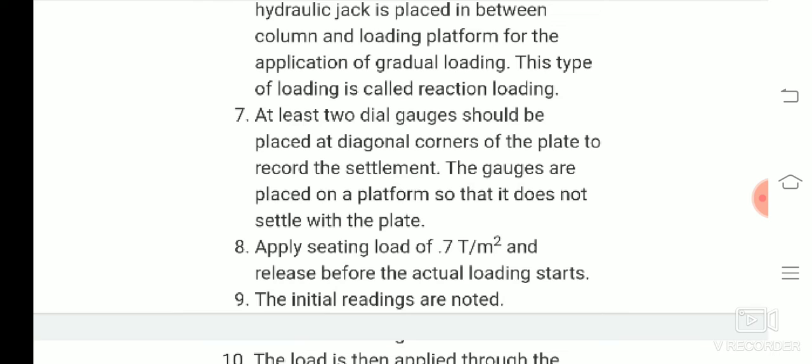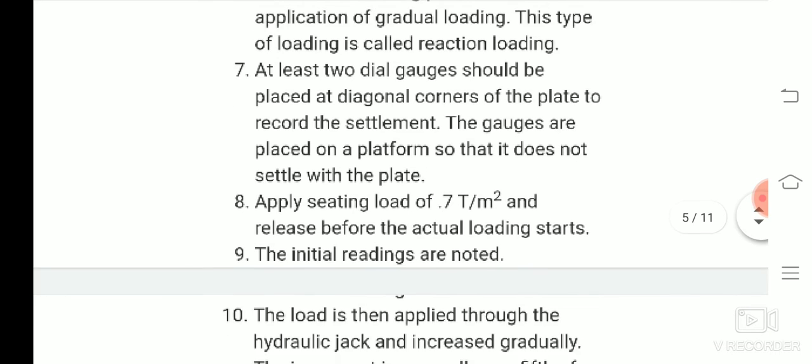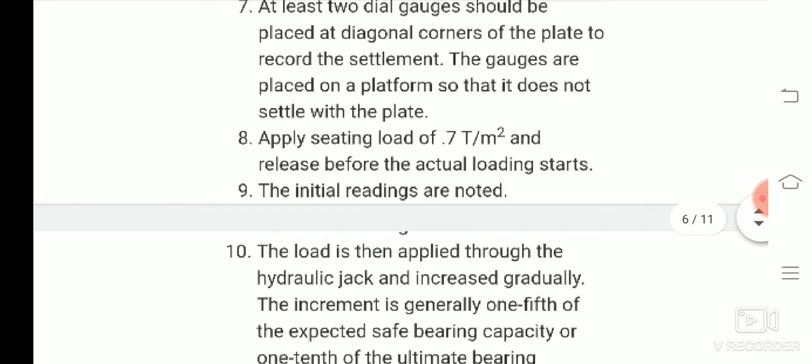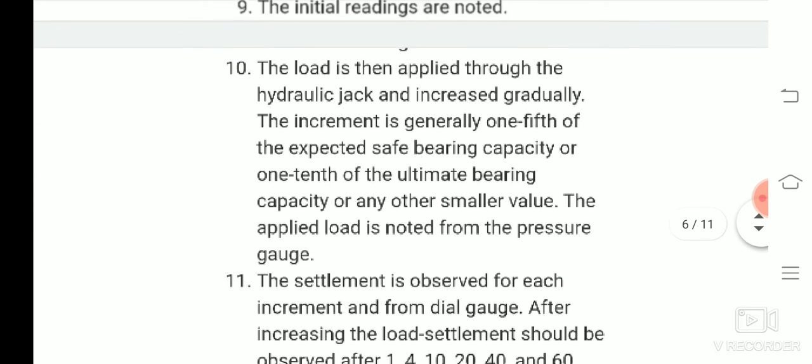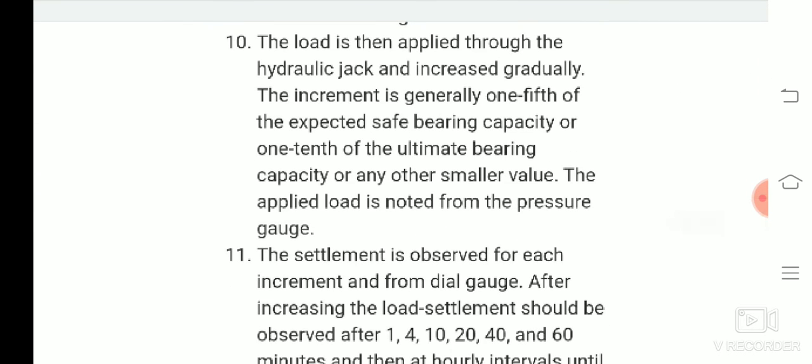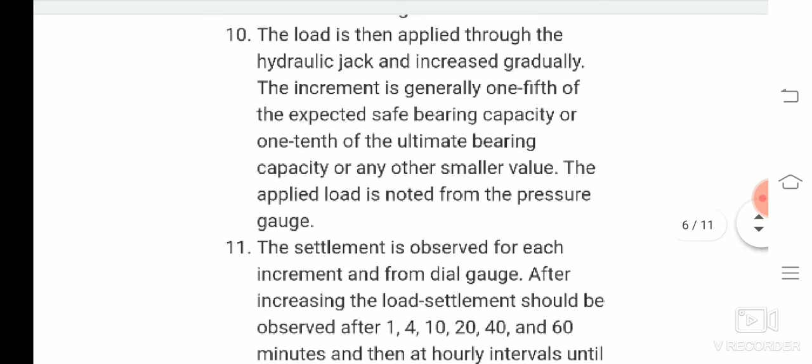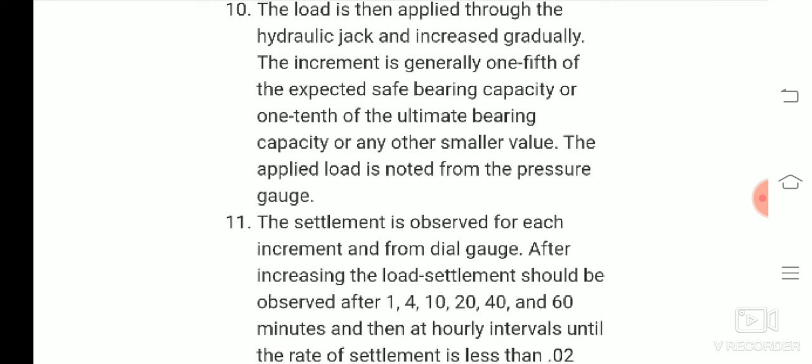So we have to apply a load of 7 ton per meter square and release it before the actual loading starts. The initial readings are noted. Then the load will be applied through the hydraulic jack and will be increased gradually. The increment of the load will be 1/5 of the expected safe bearing capacity, or 1/10 of the ultimate bearing capacity, or any other smaller value.